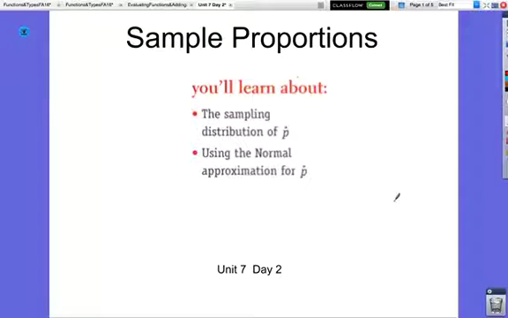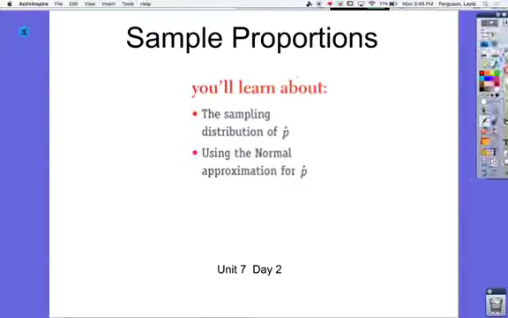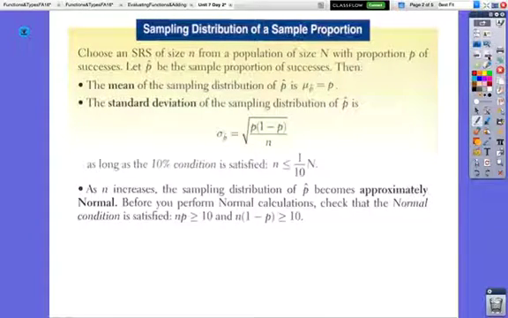This video is for Section 7.2, Sample Proportions. So if you're dealing with a sampling distribution of a sample proportion, you're going to choose a simple random sample of size n from a population of size N with proportion p of successes. Let p hat be the sample proportion of successes.